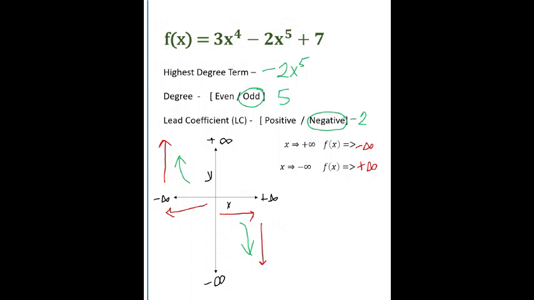So this is how you use end behaviors: find the highest degree term, determine whether the degree is even or odd, and check to see if the leading coefficient is positive or negative. That determines the way the end behaviors will look, and they can tell you how, as x moves to positive and negative infinity, the function of x will behave.